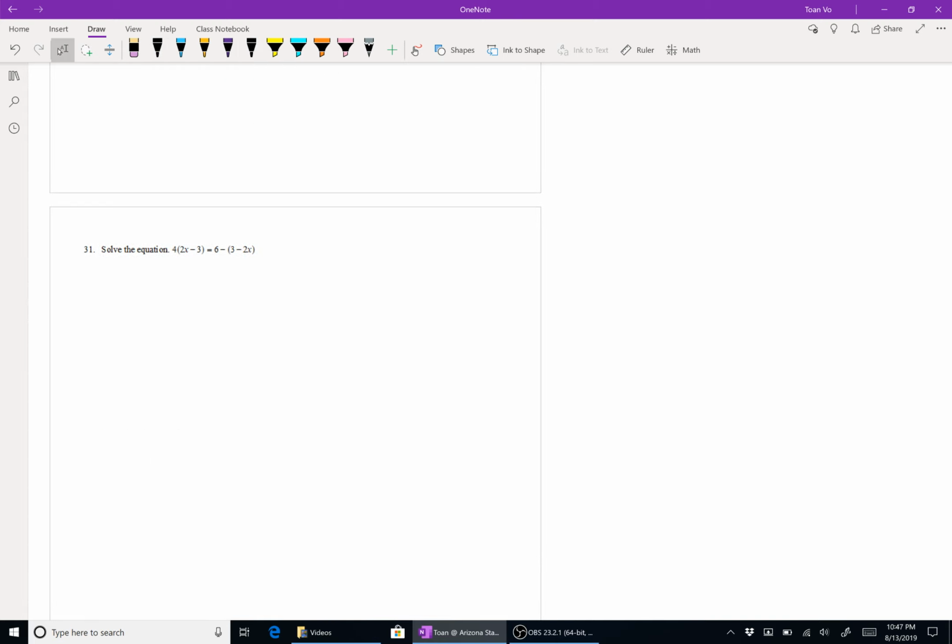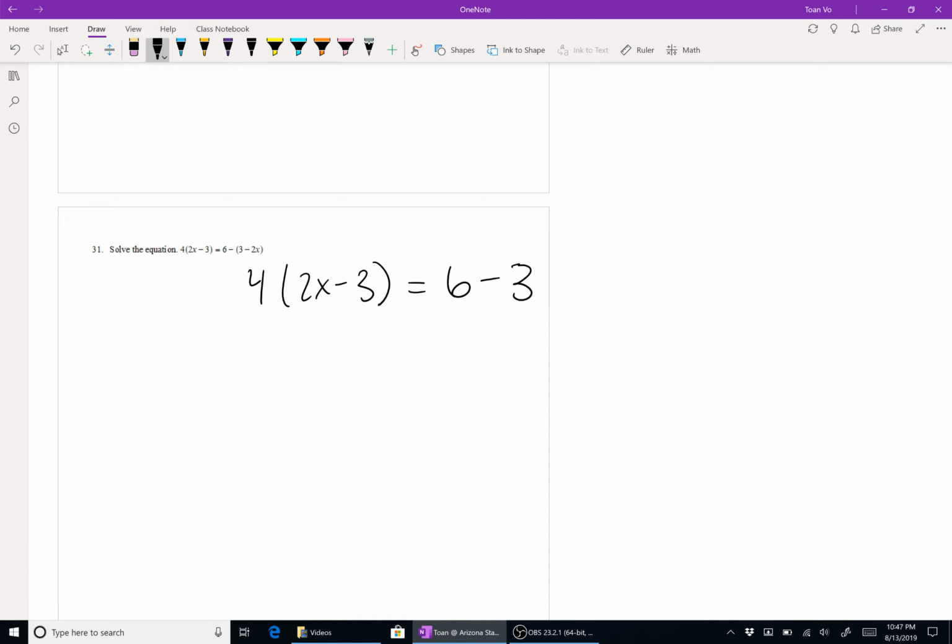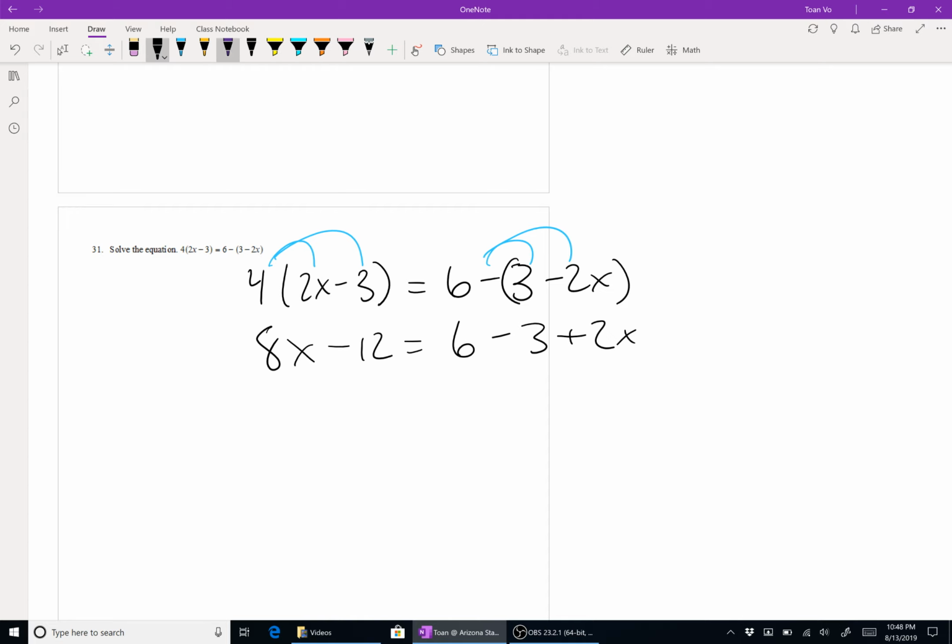Number 31, more solving equations. Hopefully by now we are super duper experts at this. First thing I'm going to do before I do any solving is to simplify. So I'm going to go ahead and distribute the 4, and we'll go ahead and distribute the negative. So this gives us 8x minus 12 equals 6 minus 3 plus 2x. I'll go ahead and combine like terms. 8x minus 12 equals 3 plus 2x.